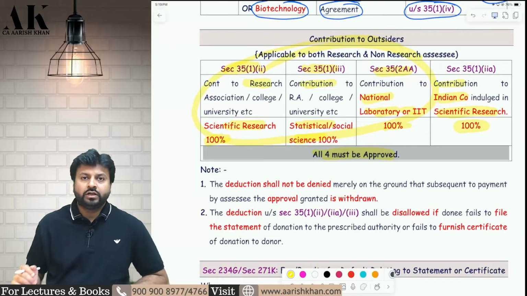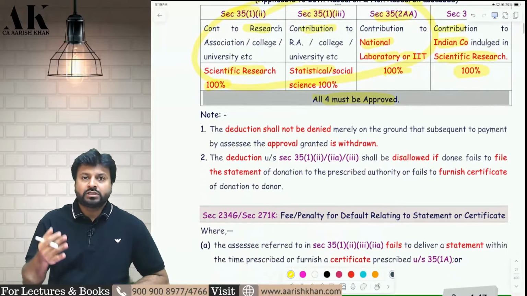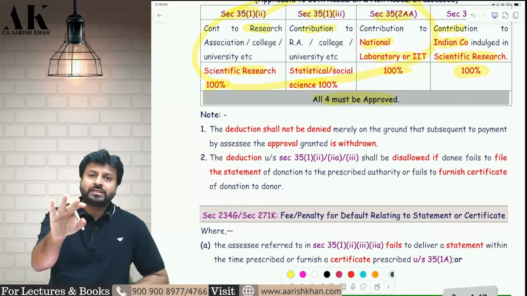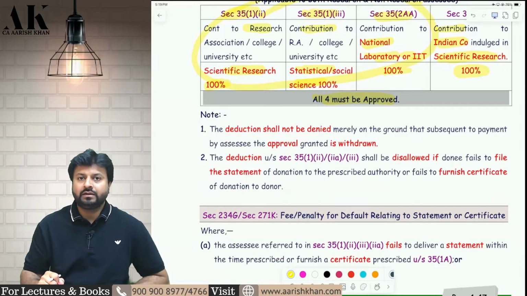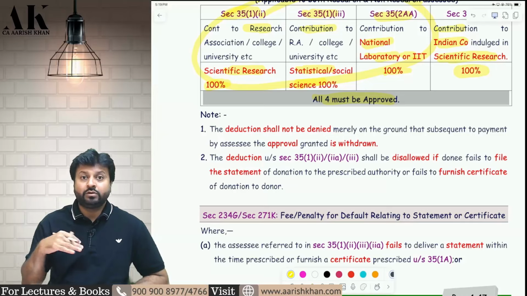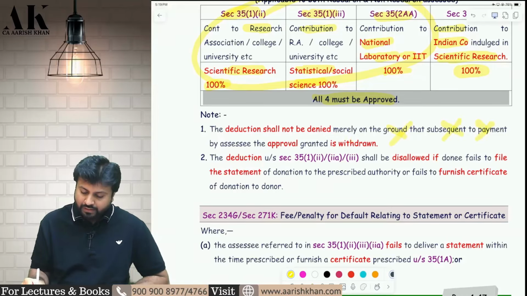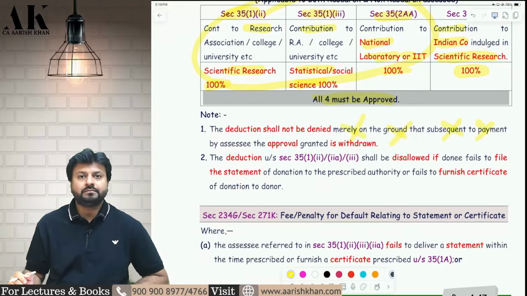Now, if I gave a donation to somebody and after I gave the donation, the approval is withdrawn after that. Suppose I gave you the donation today and after a few months, the approval is withdrawn by the government, saying that you are doing illegal activity. Whether my donation will be denied, the answer is no. My donation will not be denied. Don't worry. My donation will continue to be allowed to me.